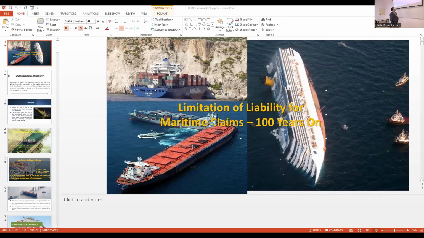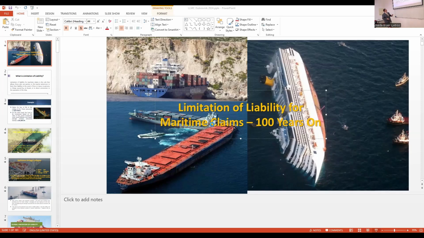Limits for passenger claims. Now, for passenger claims, we don't have to deal with tonnage at all. Passenger claims are based on ship carrying capacity. And it says that it is 175,000 multiplied by the number of passengers which the ship is certified to carry. Not like the Athens Convention, that is per passenger, it's multiplied by the number of passengers the ship is certified to carry. But that limit has become too low.